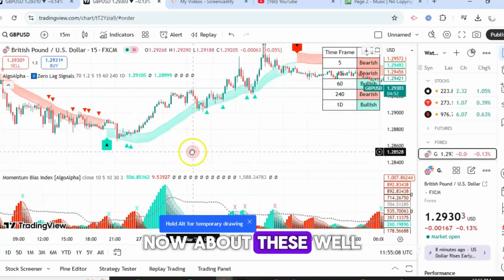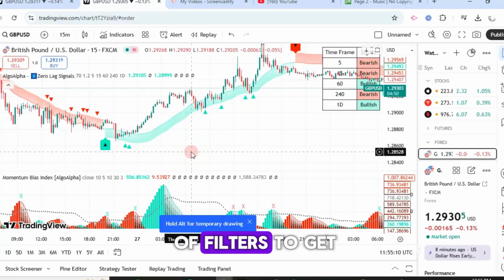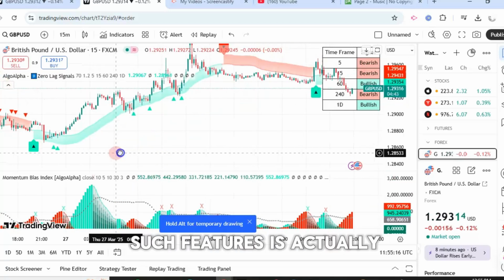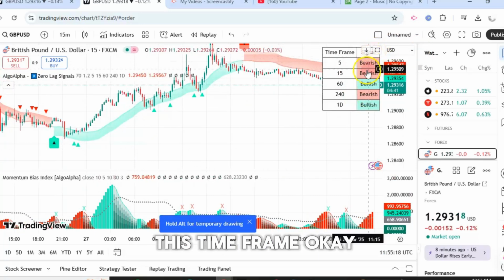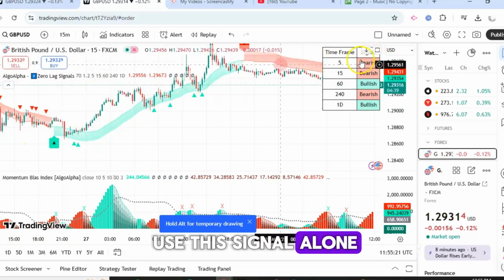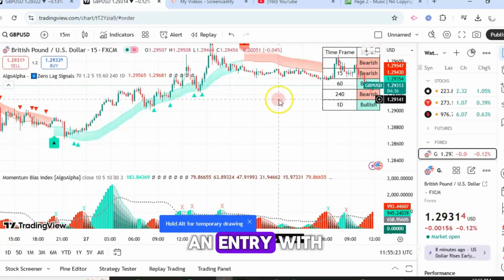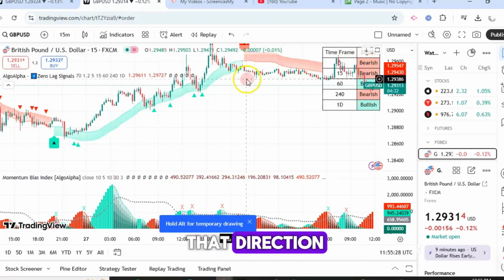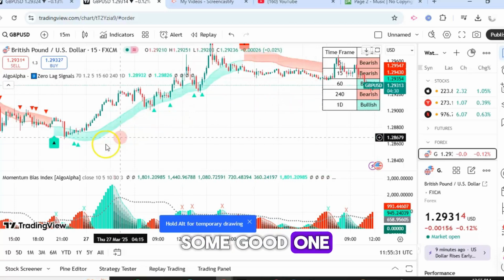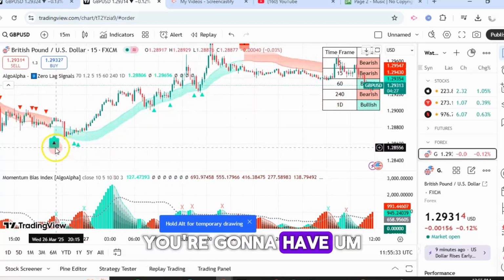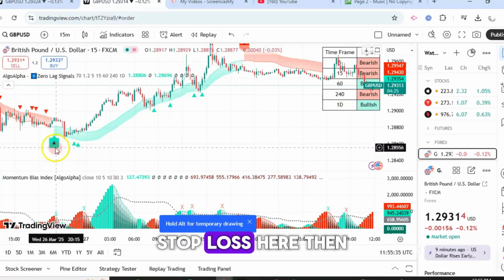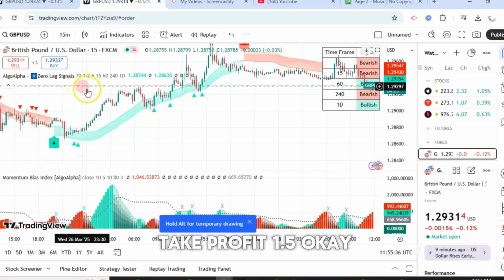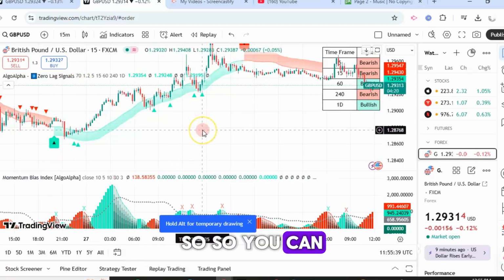Now, about these, you need a lot of filters to get very accurate signals. One of such filters is this time frame. If you want to use this signal alone, you can wait for when you have an entry, and ensure that all these time frames agree with that direction. Then you can go in. You're going to have a stop loss here, then take profit at 1.5.